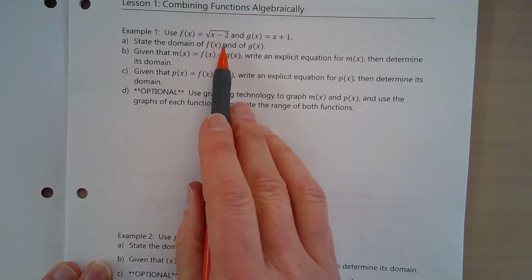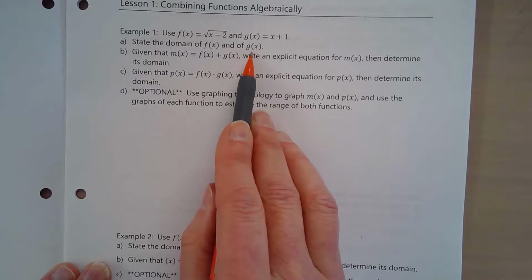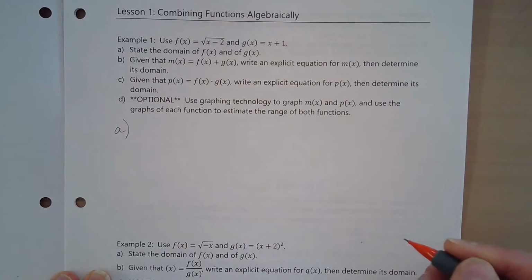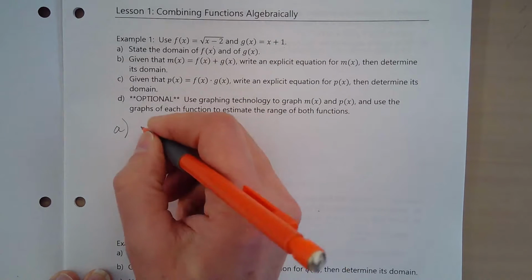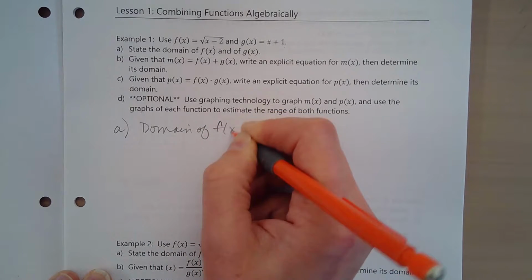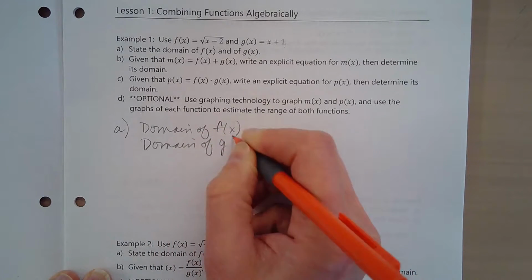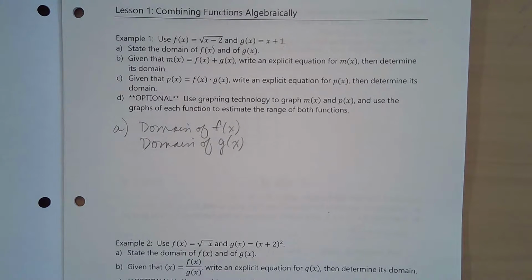So we have two functions, a radical and a linear. State the domain of f of x, state the domain of g of x. Okay, so I'm going to kind of test you a little bit. I want you to record the domain of f of x and g of x. Okay, I'll give you a minute or two. So domain: all possible x values.